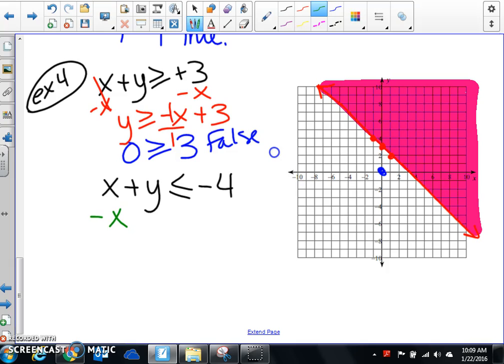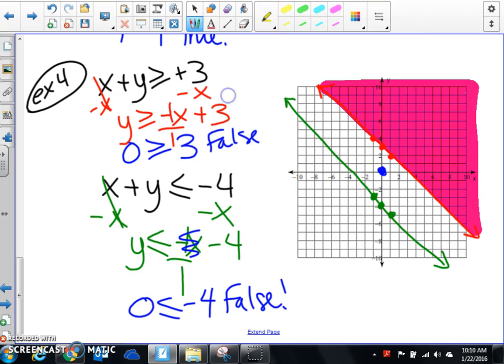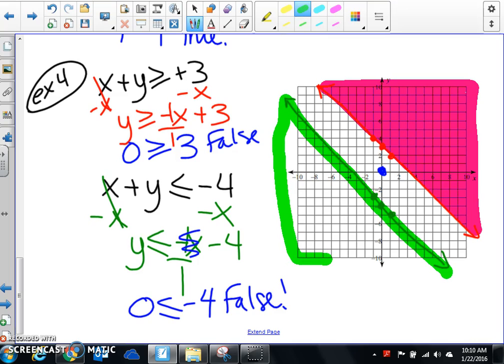Over here, I do the same thing. Subtract x. y is less than or equal to negative x minus 4. So I go to negative 4 on the y-axis. This is negative 1 over 1, so down 1 over 1, up 1, left 1. Once again, it's got that equal sign, so it's solid. I use my test point 0, 0, once again right there. So 0 is less than or equal to negative 4. That is also false. So I have to shade the opposite side of where the origin is, which is this way.